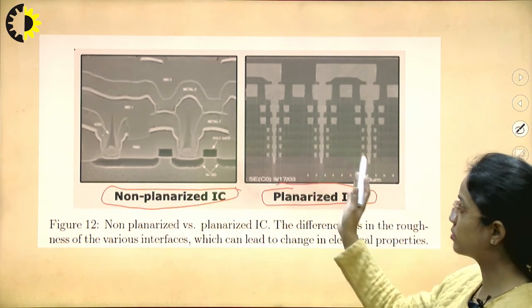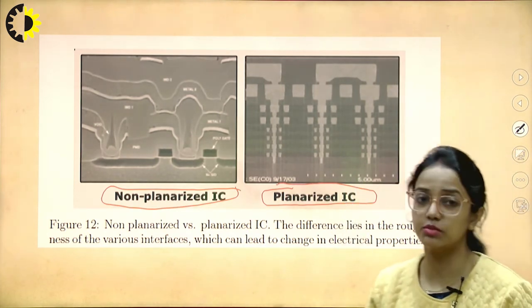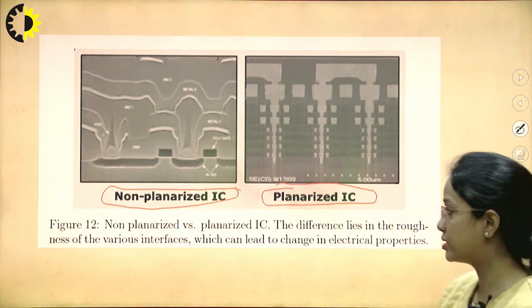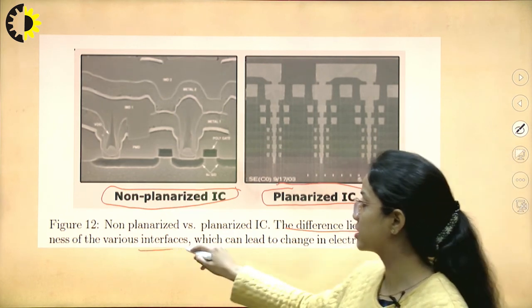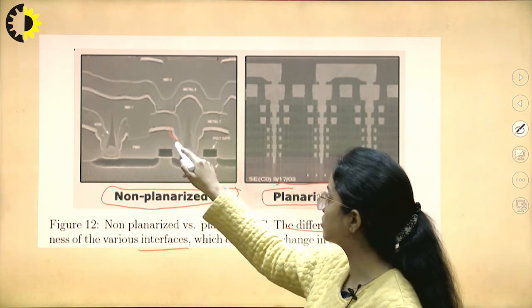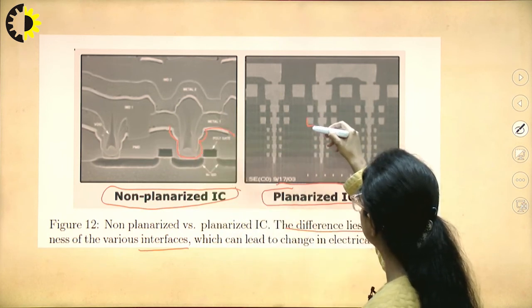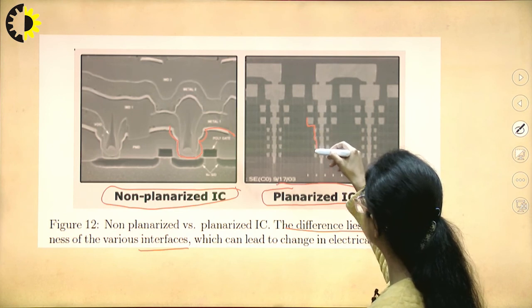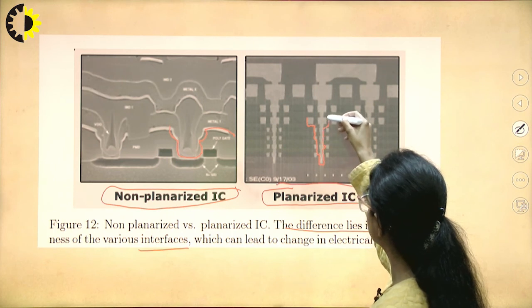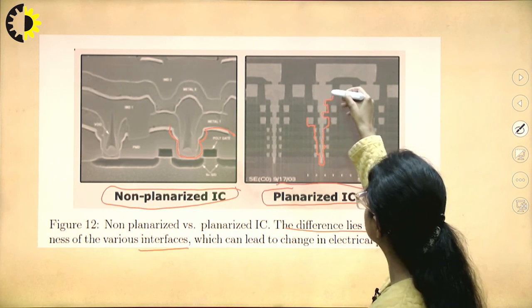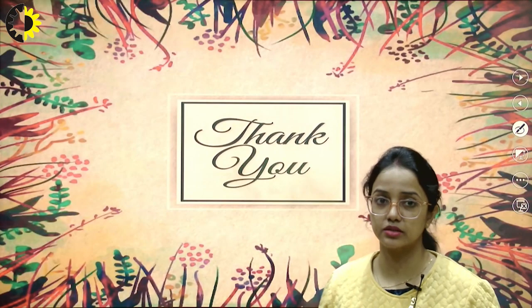So we can see one is the non-planarized IC and the other is the planarized IC. We can see how considerable the change in symmetry is. Between non-planarized and planarized ICs, the difference lies in the roughness of the various interfaces. Here the interface is rough, and here the interface is very much smooth. This leads to a change in electrical properties.